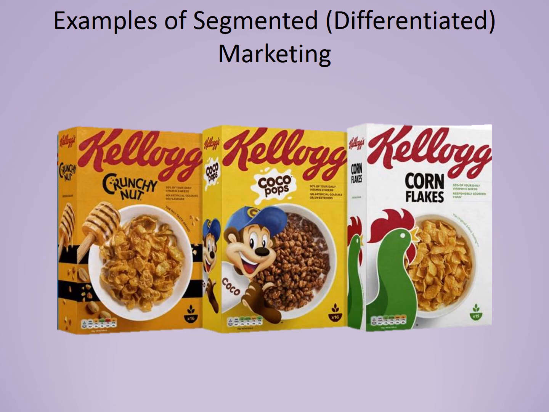Examples of segmented: we could look at Kellogg's. Here we've got Crunchy Nut, Cocoa Pops and Cornflakes. Cornflakes might be for people who want a plain breakfast in the morning. They might like to add their own sugar. Whereas Cocoa Pops is aimed more at children, so it is aimed at encouraging them to come along. It's got the chocolate, it's got all the flavors that they like. And then Crunchy Nut is aimed at maybe young adults or adults who still want something quite sweet in their breakfast, but it's not specifically aimed at children.